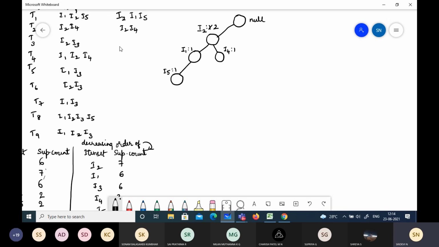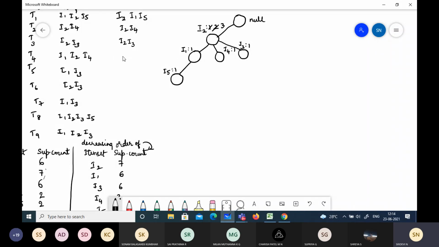Now I2, I3, already in order. So how do I move now? I'll come to I2 and check whether I3 is there. If it is there, I'll just increment the count. If it was present, it should have been either here or here. It's not present, so what do I do here? I will just add it. I3 count is 1. I2 has become 3 now. I2 is 3 and I3 is 1.